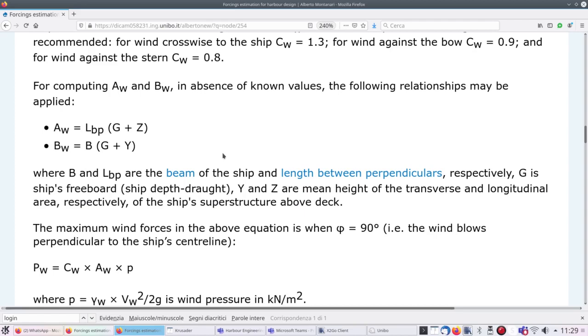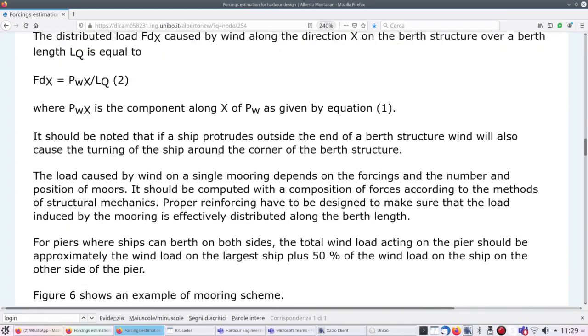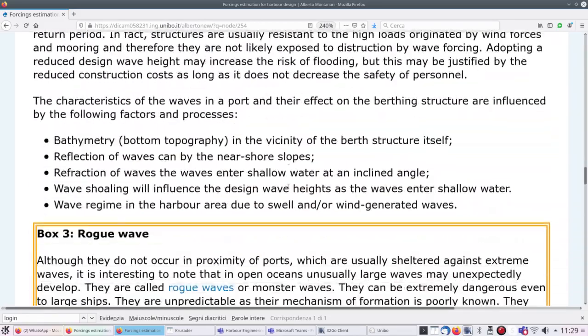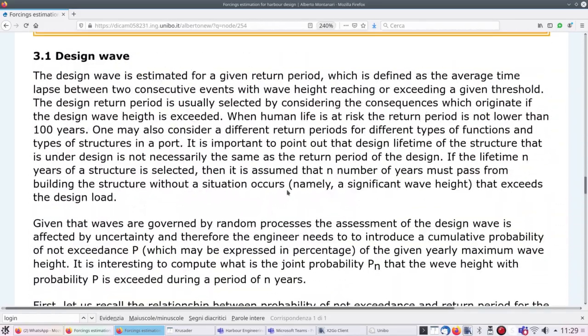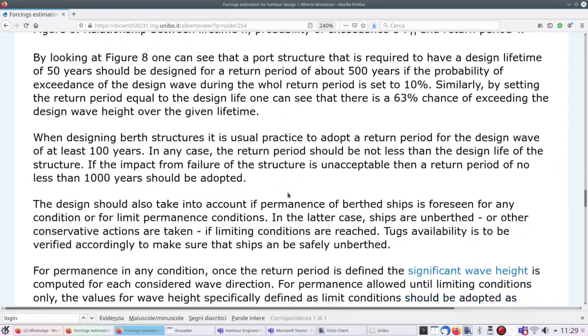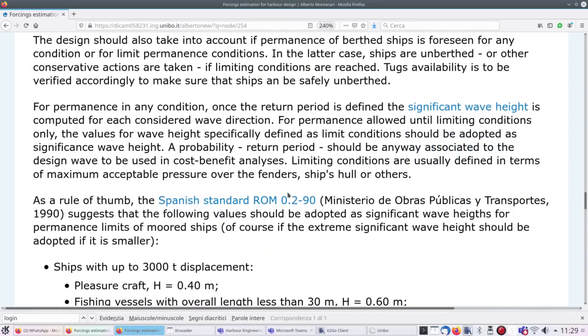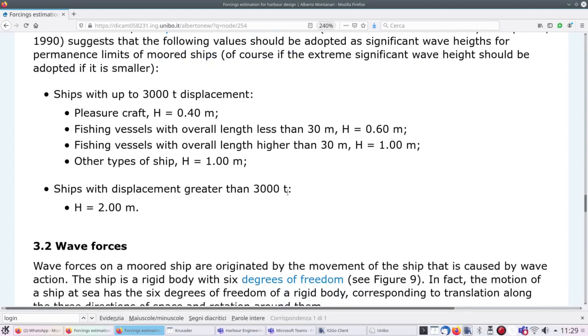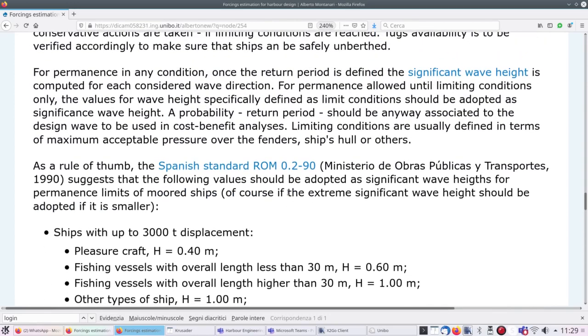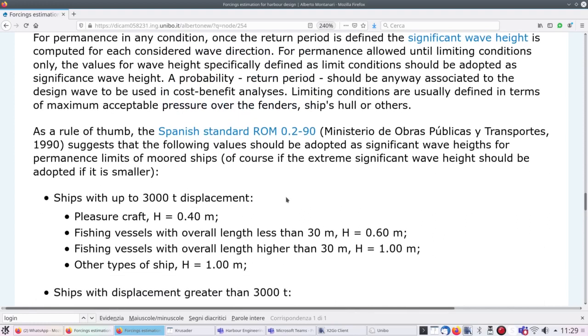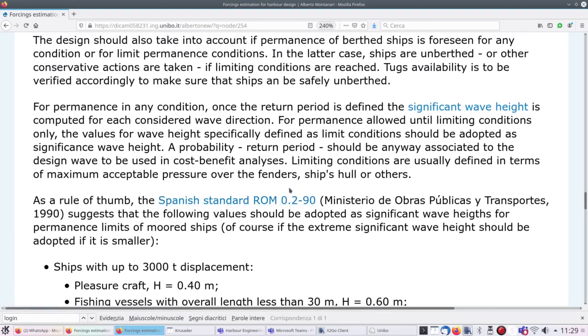Let me take one note, and then let me go to the next one, which is the end of section 3.1, other rules of thumb. I think this is something interesting, and it is about the return period. Here: significant wave height for the design of wave forcing.